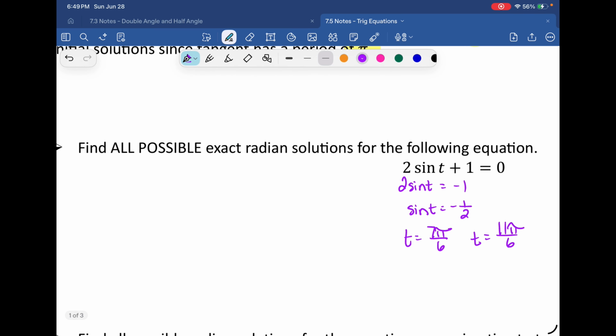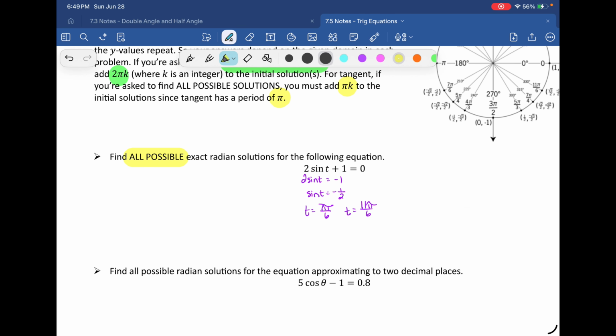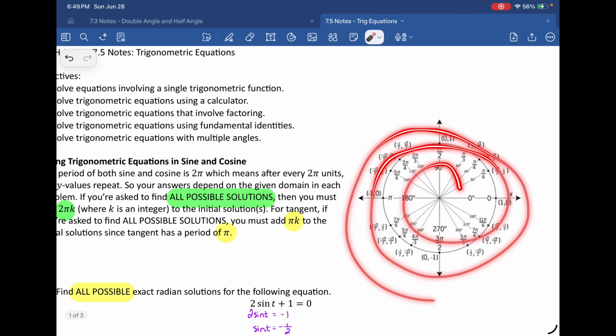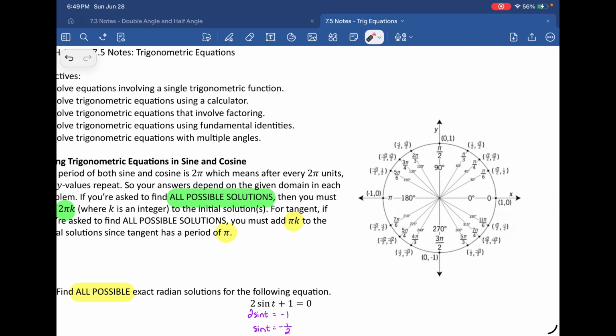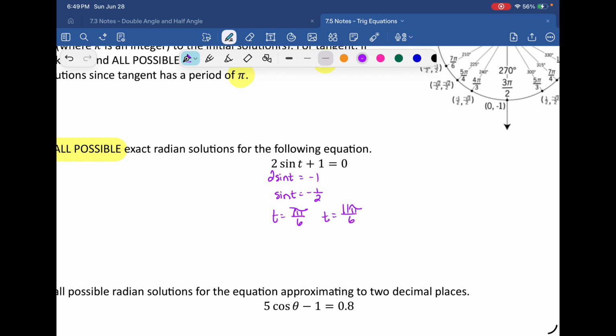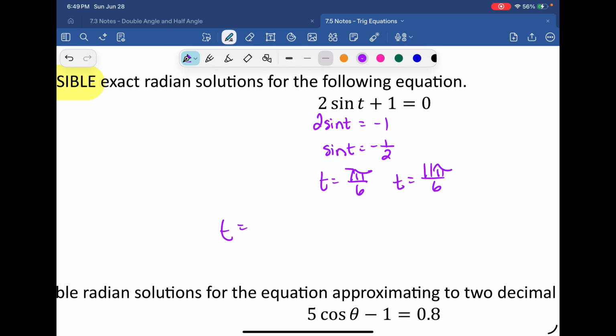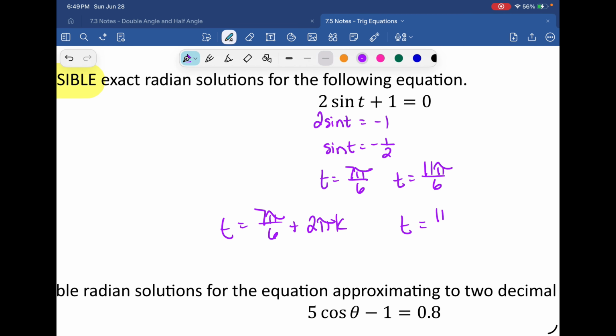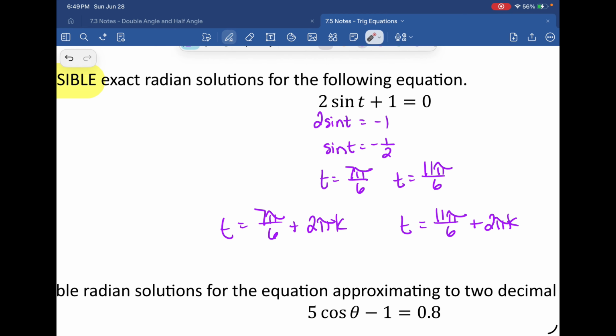But then the directions say, and this is key, all possible exact radian solutions for the following equation. So that means I'm going to rotate around and around this circle. I'm going to hit this -1/2 an infinite number of times. So we take our two solutions and we add 2 pi k. We add that number to account for all the coterminal angles that exist around 7 pi over 6.